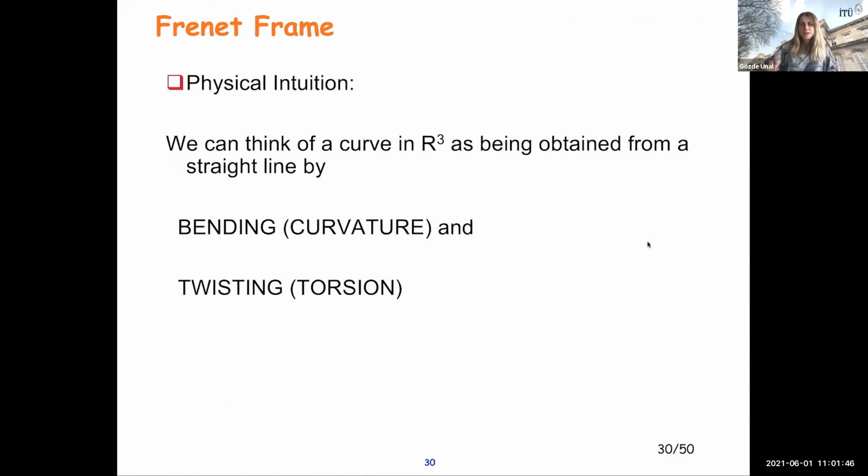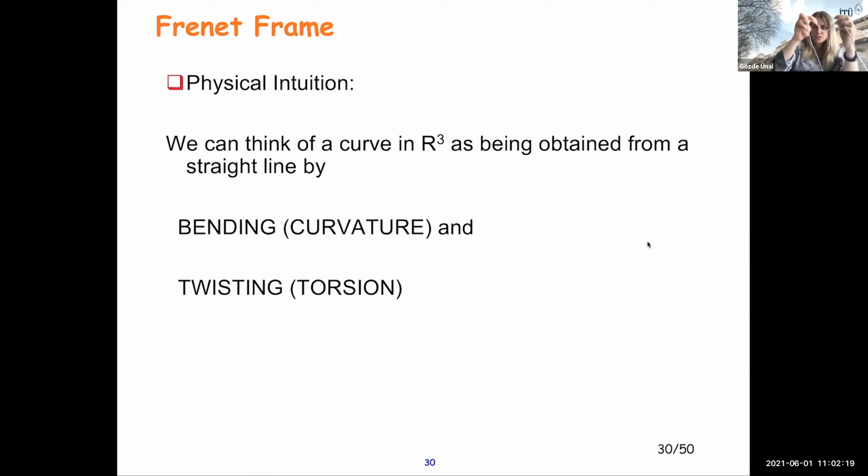Now, the Frenet frame physically says, take a straight line in R3. Bend it. If you start bending it, you obtain curvature. You can, of course, locally bend it in different ways, convex, concave, in different sections. This is bending, and you obtain different curvature along the curve.